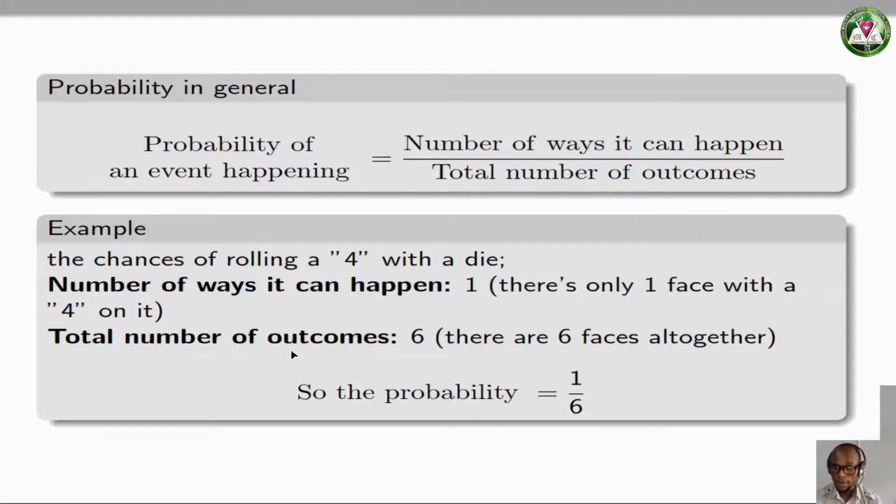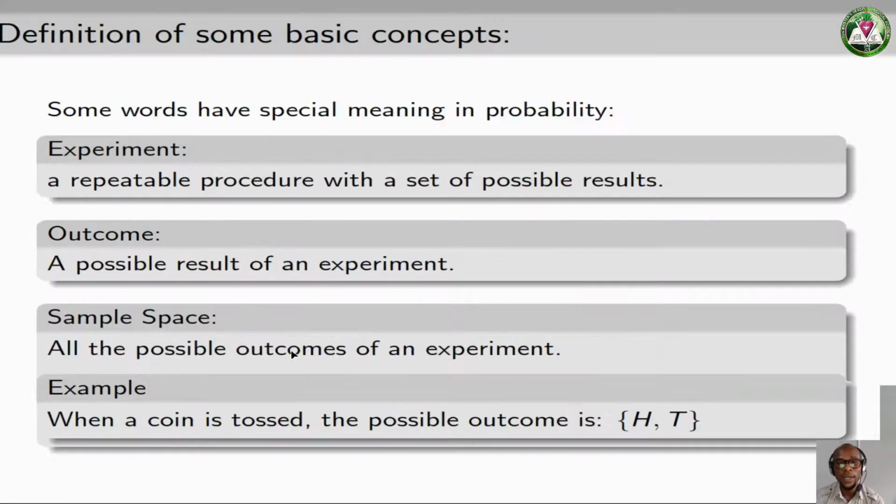number of outcomes. Now number of ways it can happen is 1. There's only one face with number 4 on it. That's why the number of ways it can happen is 1. And then there are 6 faces on that die. That means total number of outcomes is 6. So the probability there is 1 over 6.